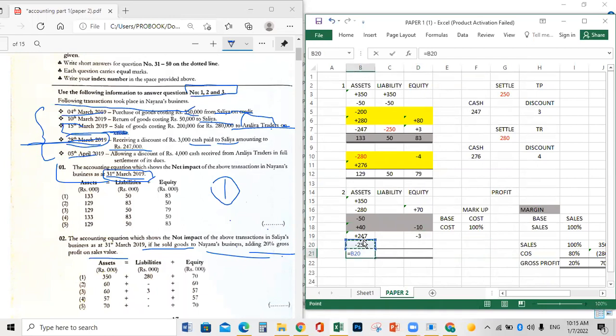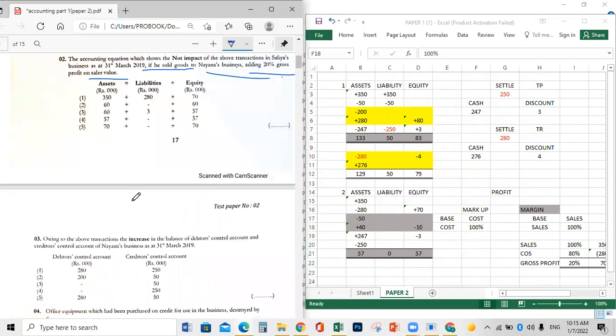Now get the answer. The answer is the fourth one. Guys, a good question. If you all understood this, that means it's really good. The answer is the fourth one. Now go to the next one.